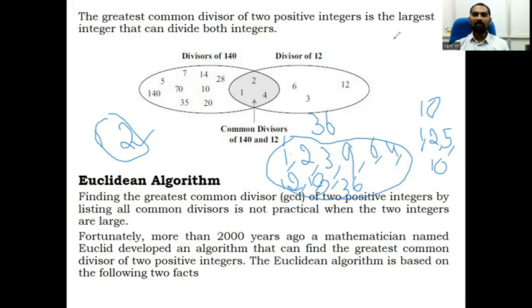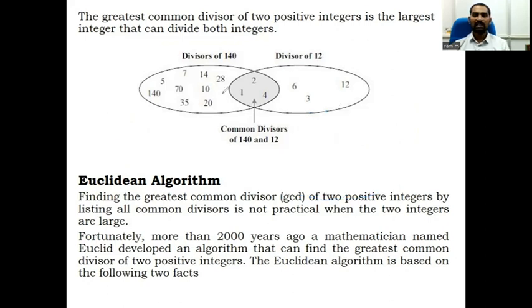Now we'll apply the same on these values, that is GCD of 140 and 12.